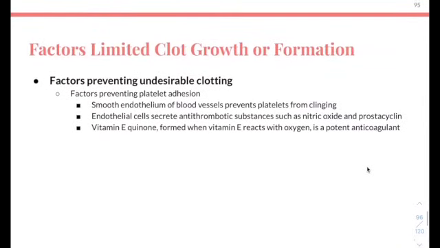So there are different ways to prevent undesirable clotting. We don't need clotting unless there's some kind of damage to a blood vessel. We have a smooth endothelium in blood vessels, which helps to prevent platelets from clinging together. So that's the inside of the blood vessels. They're nice and smooth. And those endothelial cells that line the inside of those blood vessels will secrete nitric oxide and prostacyclin. That helps prevent things from sticking.